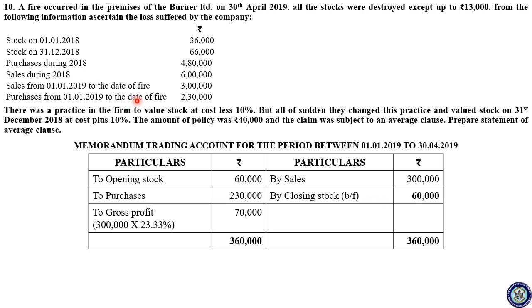So you know the rate of gross profit. Now you can calculate the gross profit, which is always calculated on sales. So gross profit is 3 lakh, the sales figure, into 23.33%. So the difference is the closing stock, that is 60,000. So next one, that is the statement. Okay, next, that is the statement.